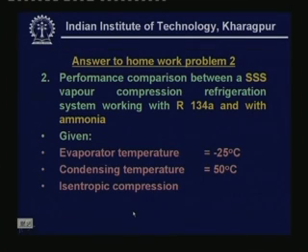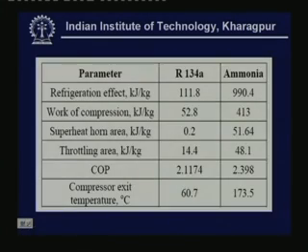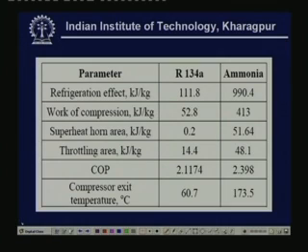The second problem was the comparison between a simple vapor compression system working with R134A and with ammonia, okay, for the same evaporator and condensing temperatures and isentropic compression. The evaporator temperature is given as minus 25 degrees centigrade and condensing temperature is given as 50 degrees centigrade. So, again here the performance comparison is shown. In fact, this is for R134A, which I have worked out in the last class. Okay. So, I asked you to work out for ammonia.